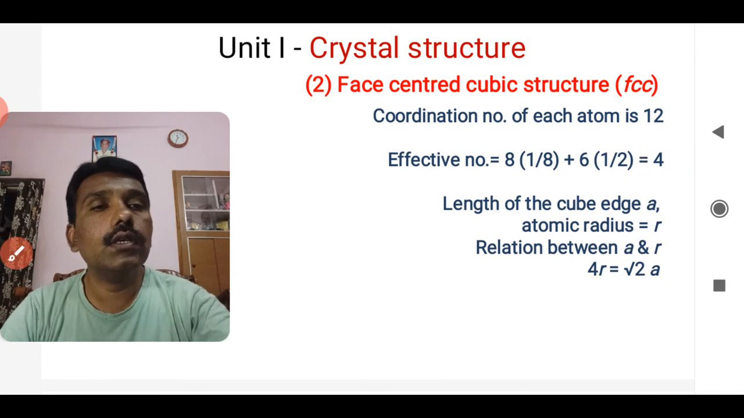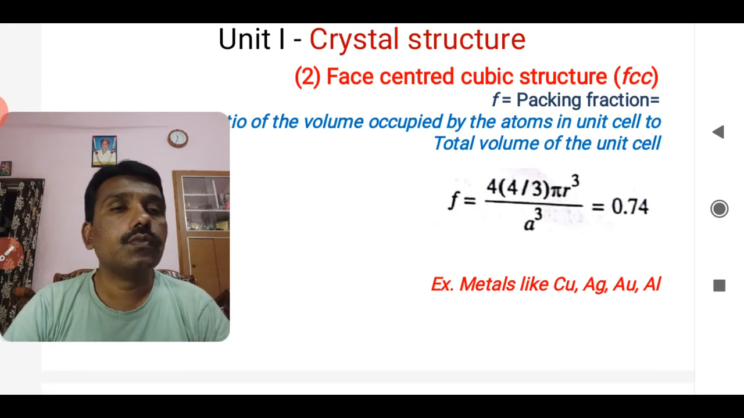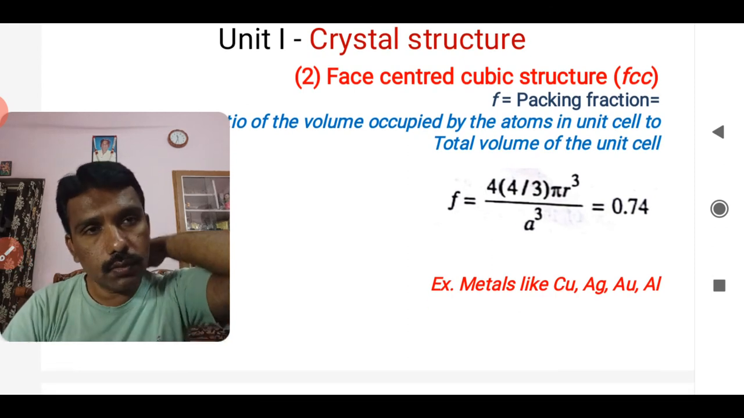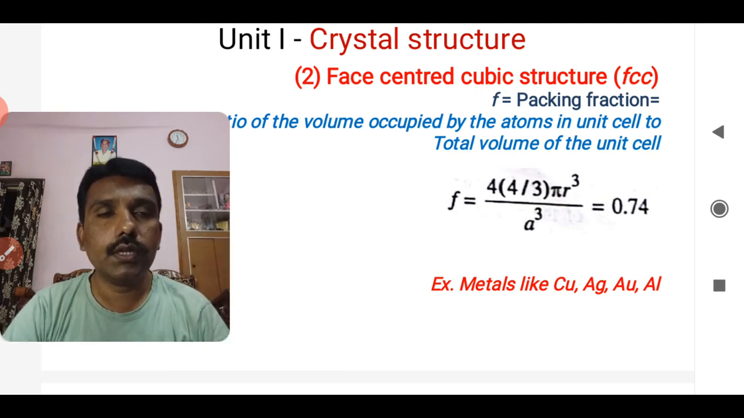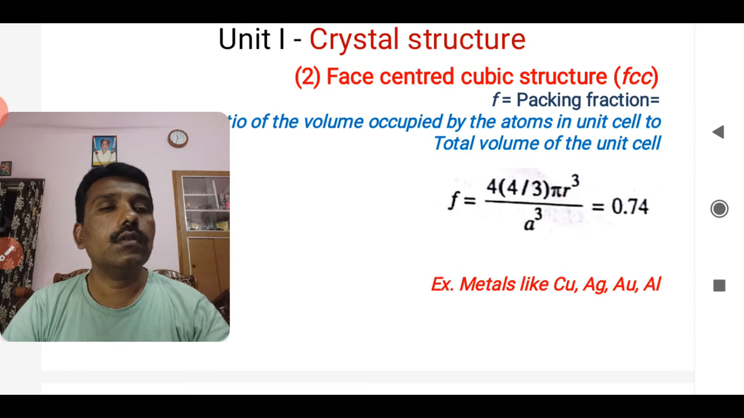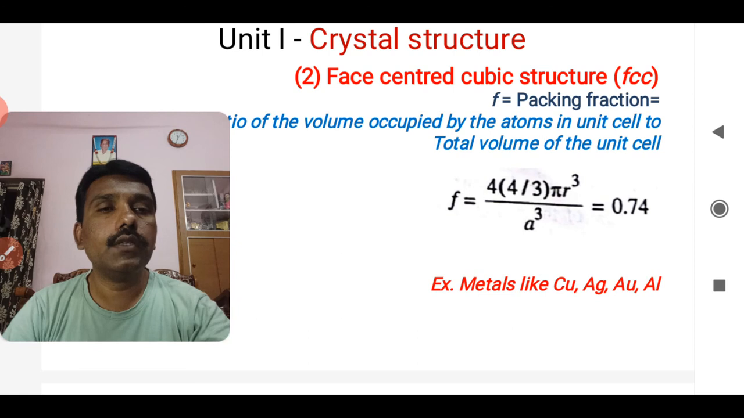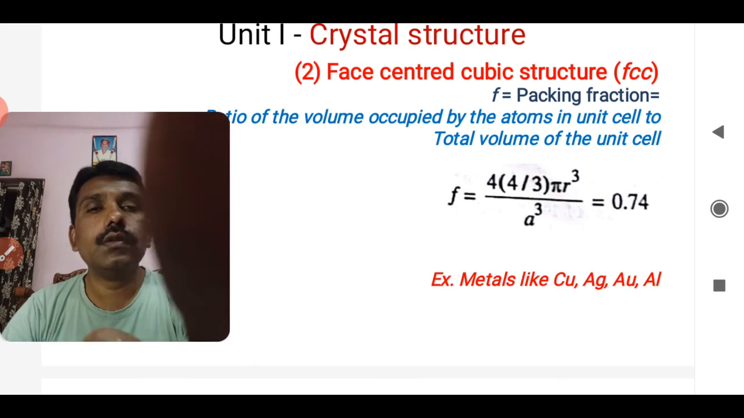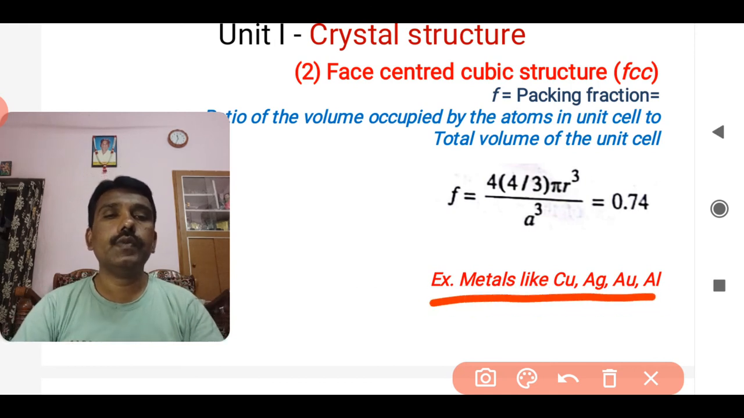The packing fraction is calculated in this fashion, and the calculated value comes to be 0.74. So again, FCC also gives you this packing fraction. Examples under FCC are Cu, copper, as well as silver and aluminum, which are the metals found in face center cubic.